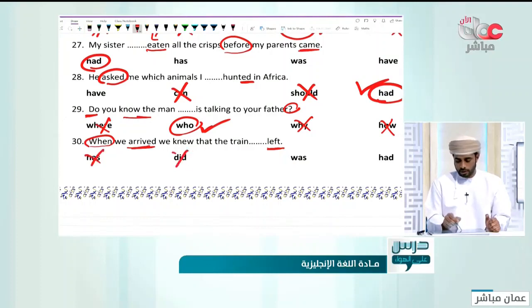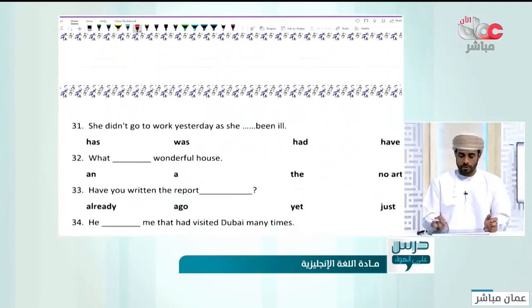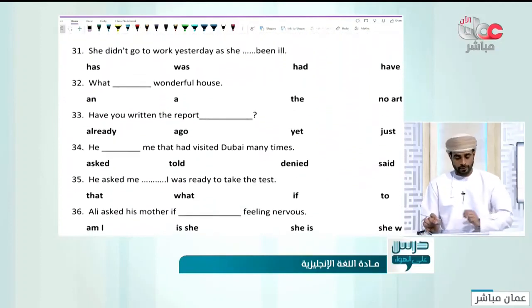Did left? No. Was left? No. Had left is the correct answer. Has left or had left, sorry, the correct answer. Why is that? Because there are two actions that happened in the past. One of them is before the other one. So the oldest one we use past perfect.